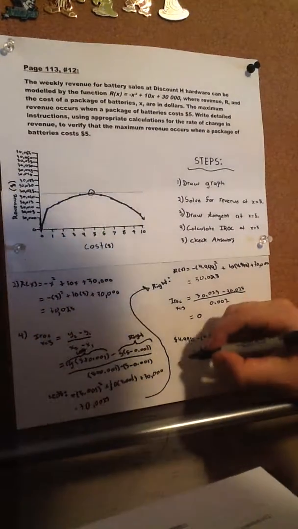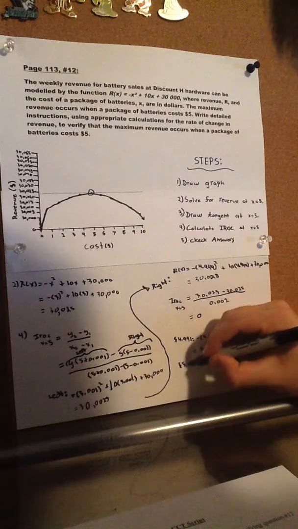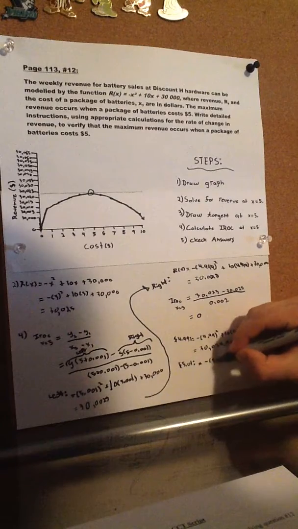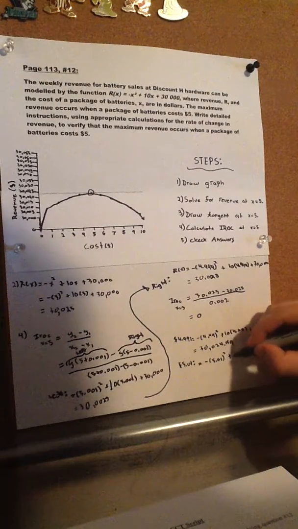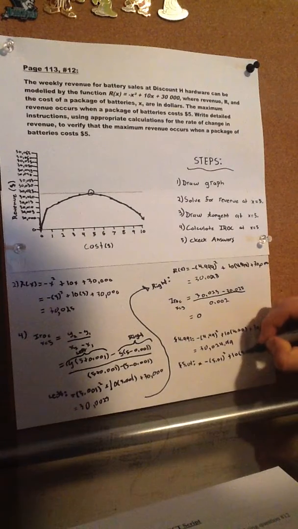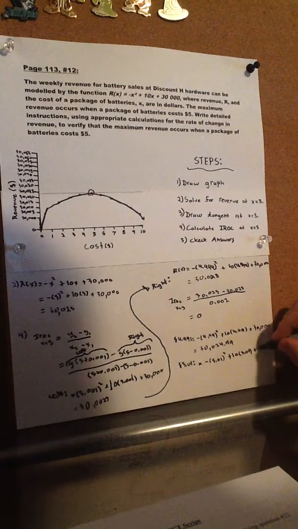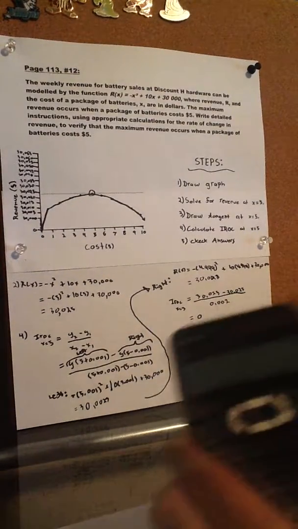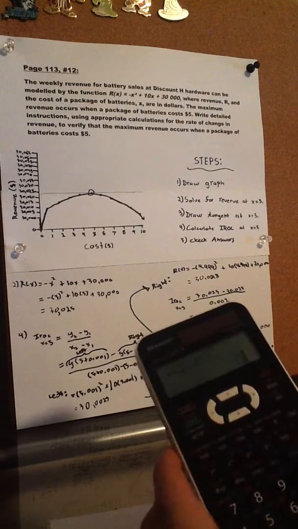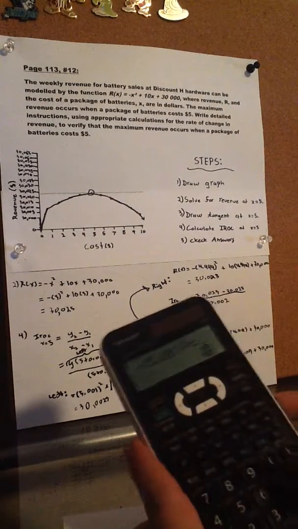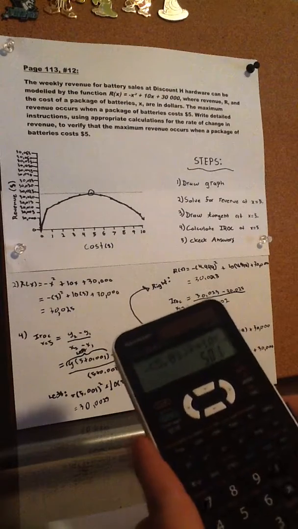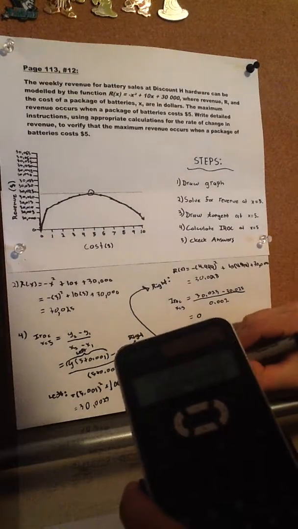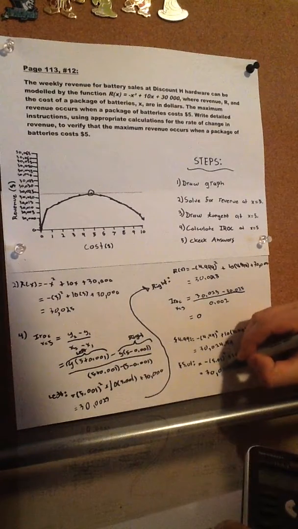So now we'll try for $5.01. So negative 5.01 squared plus 10 times 5.01 plus 30,000. And this too is equal to $30,024.99.